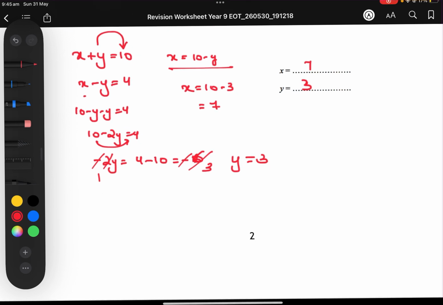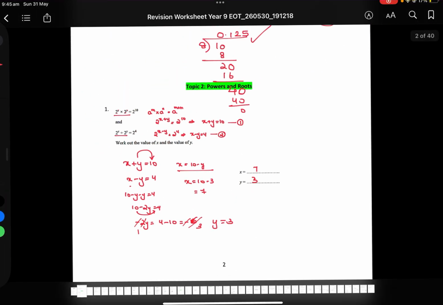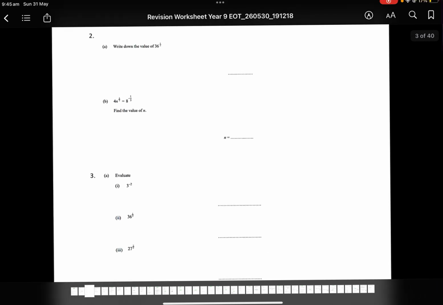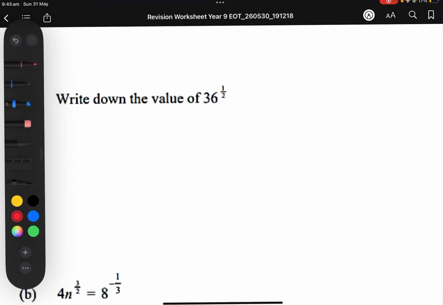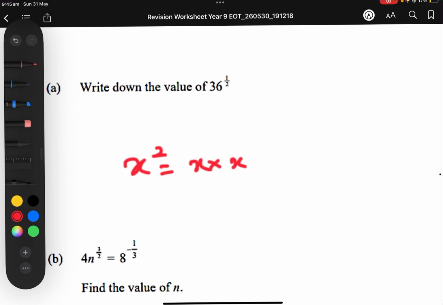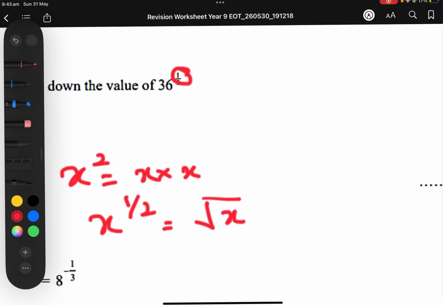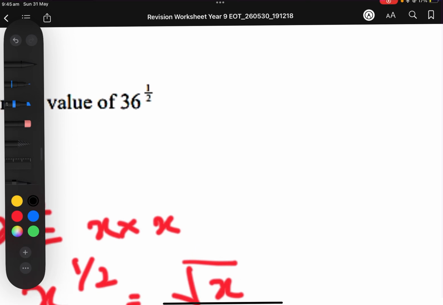Okay, now further, next question, write the decimal value. So if I say x square, that means x multiplied by x. If I say x to the power 1 by 2, that becomes root of x. So here power is 1 by 2. There are two ways to do it. You can take it as root, or let me solve this question and show it to you. Okay, 36 to the power 1 by 2 is given.